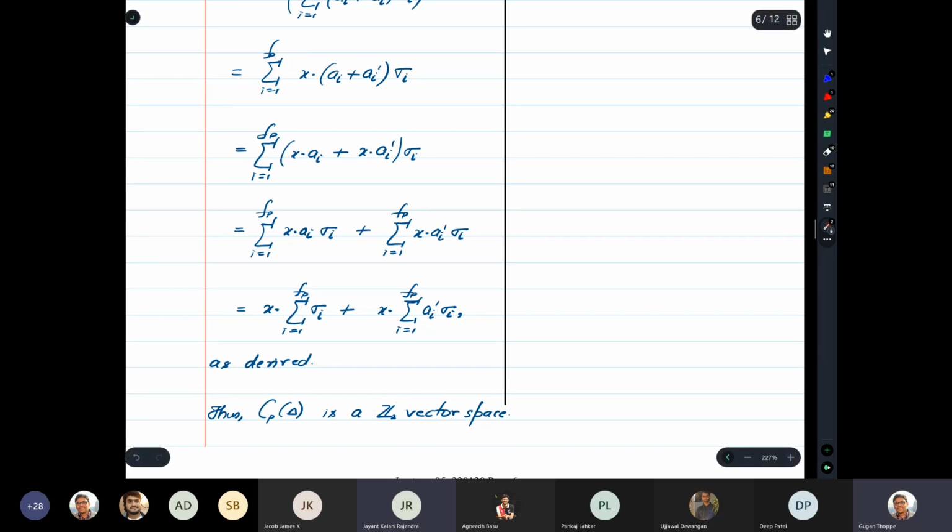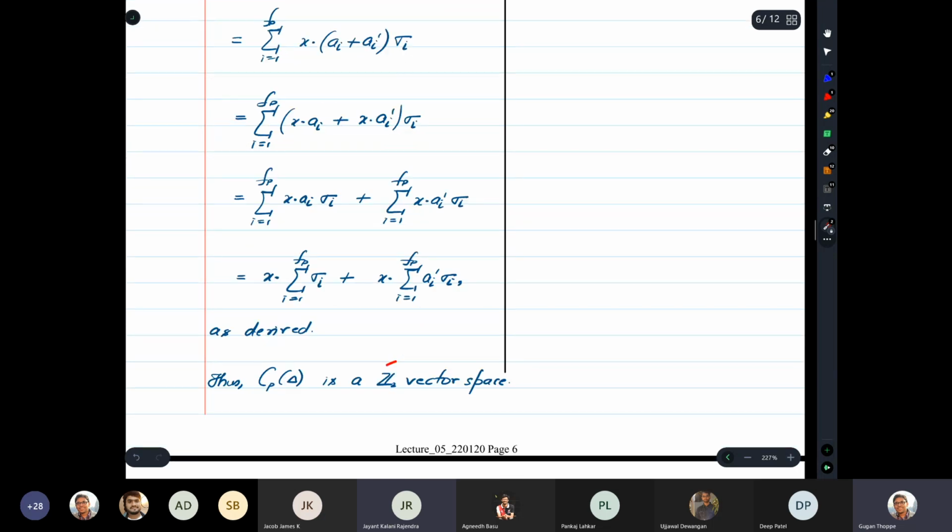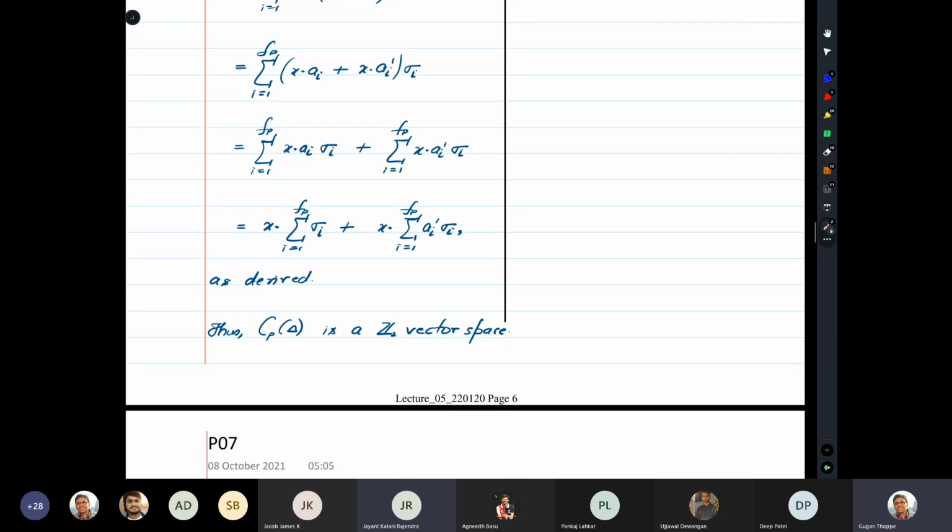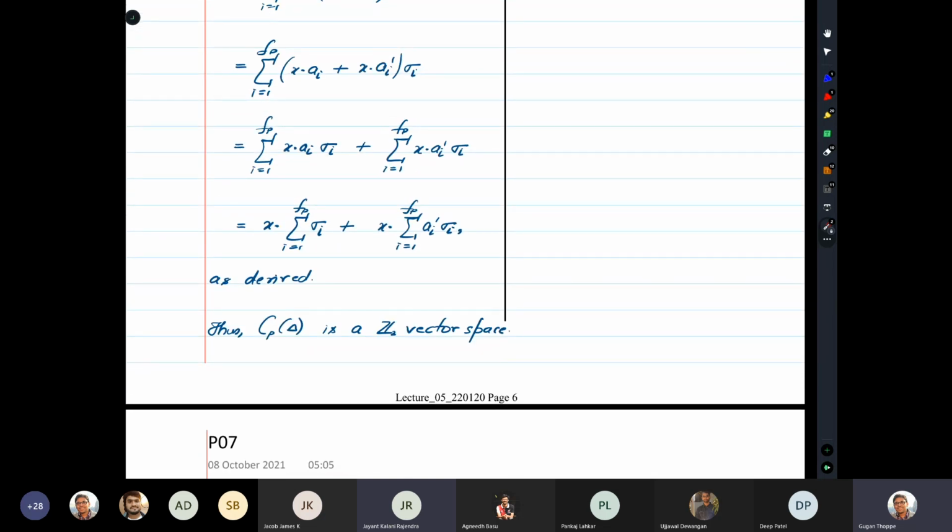If you have any questions on this, please let me know. There are some parts which I didn't go over, but you can go back home and sit and verify it on your own. I have given you the broad idea how you should be able to verify it, and from that I hope you agree that we have managed to show that CP delta is indeed a Z2 vector space. Let me pause here for a second or two. If you have any questions, please ask.